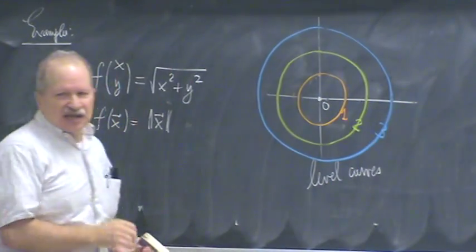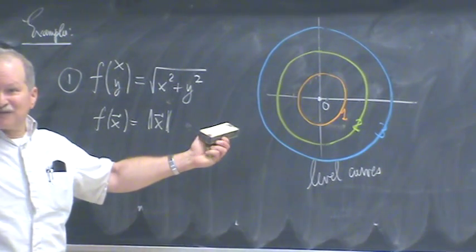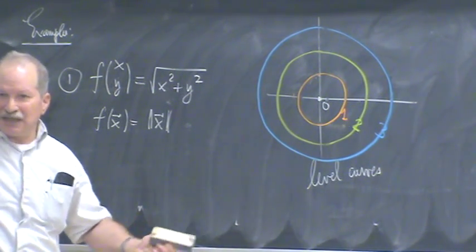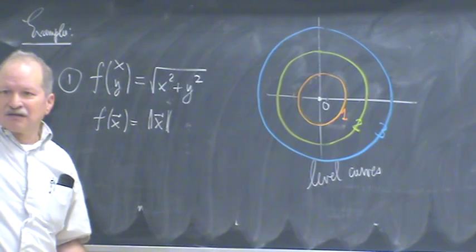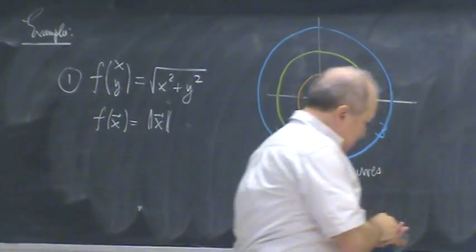So what you're seeing is evenly spaced level curves if you increase the value at an even rate. Okay? Now let's draw the graph.